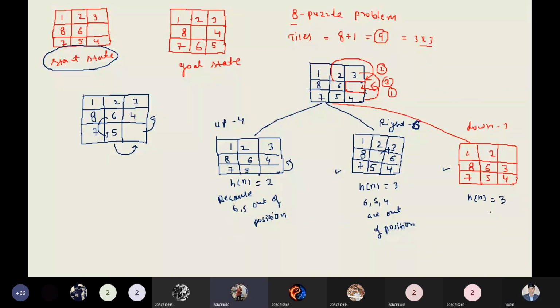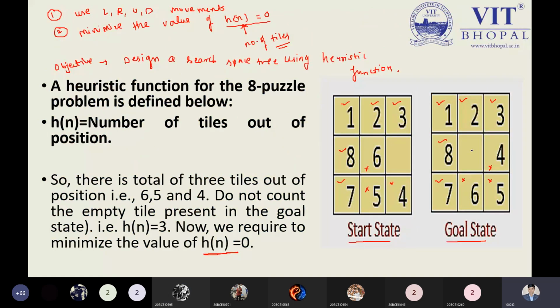Sir, I don't think so, sir. You shouldn't. See, I have the proof. First, you can think and tell me, else I have the proof. See, as we are moving 2, 3, 6, 5, and 4 for the final result, so it should be 5. See, you are again not thinking about the heuristic function: the number of tiles after the positions.